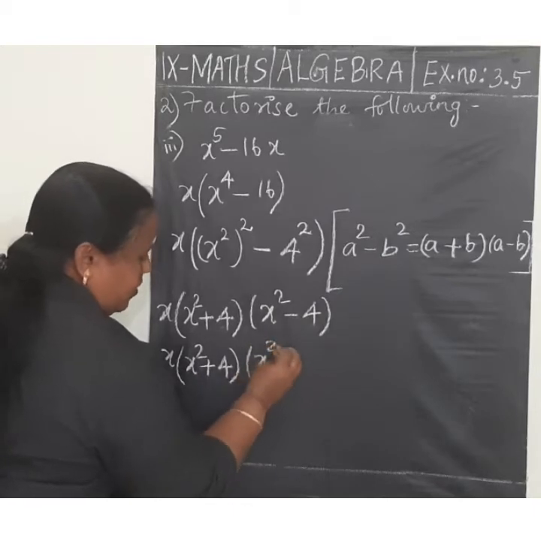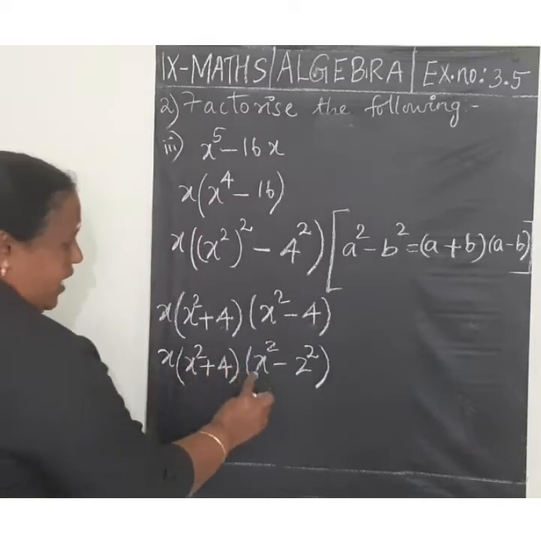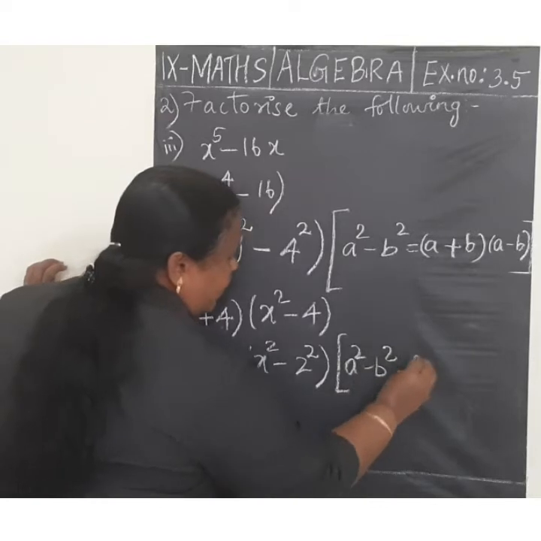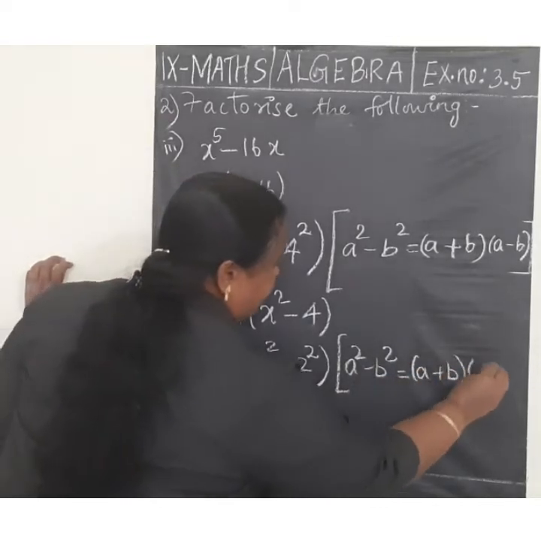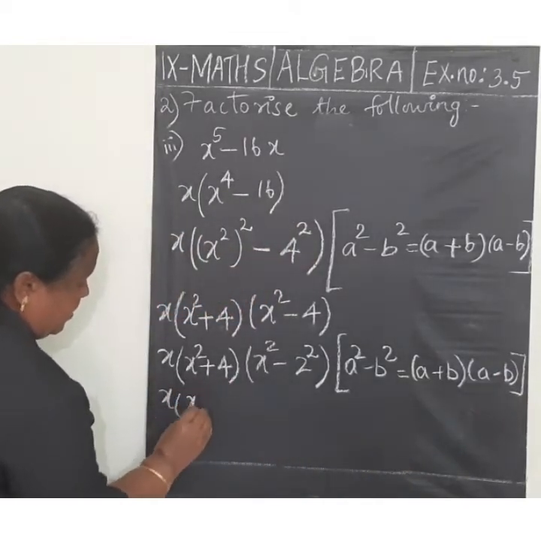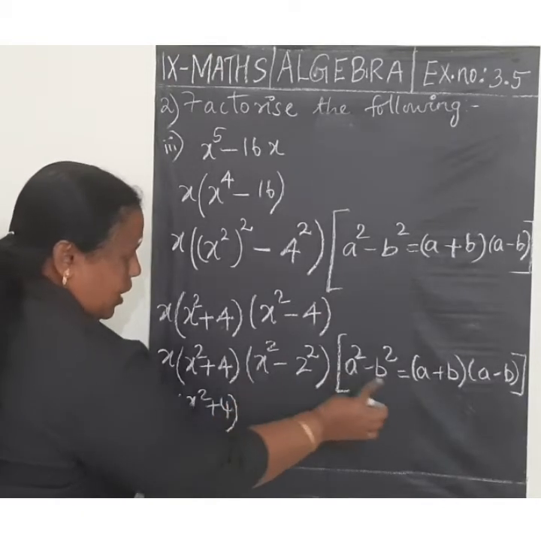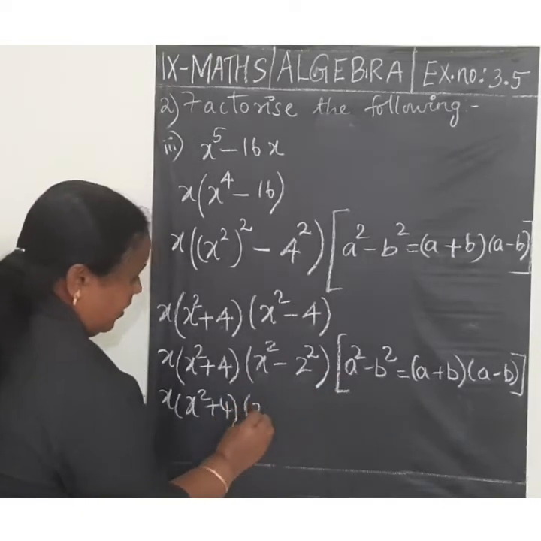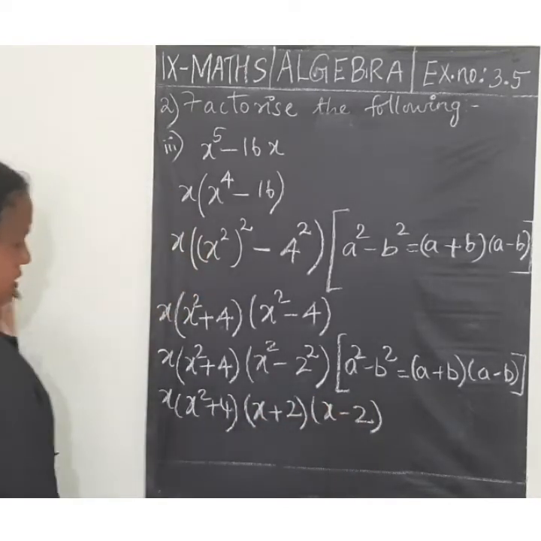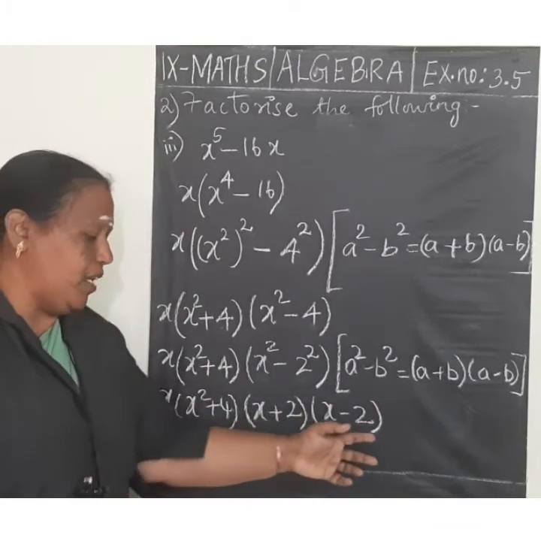Again we can split x squared minus 4, which I will write as x squared minus 2 squared. Now again it is in the form a squared minus b squared, equal to a plus b into a minus b. Here a is x and b is 2, so we write x plus 2 into x minus 2. So our answer is x into (x squared plus 4) into (x plus 2) into (x minus 2).